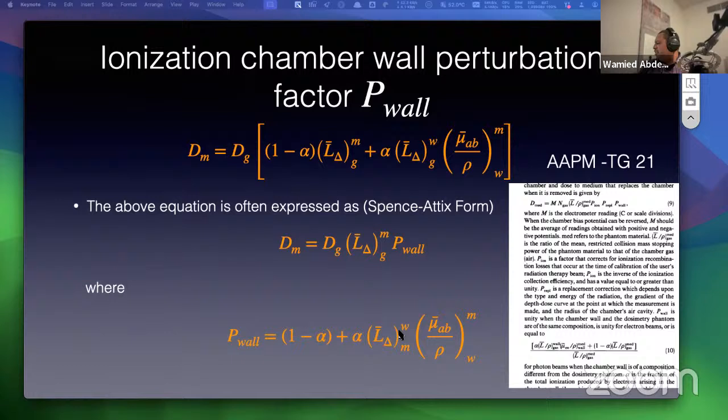The only difference is that here I have wall to medium, and there they have wall to gas. Then when we divide by medium to gas, the restricted stopping powers for the gas will cancel out, and we end up with wall to medium.